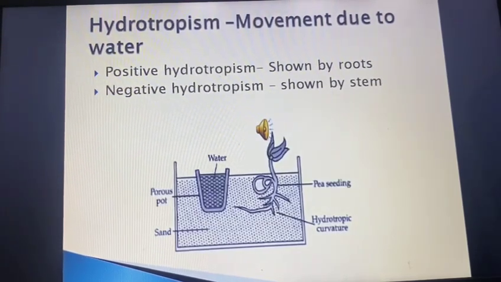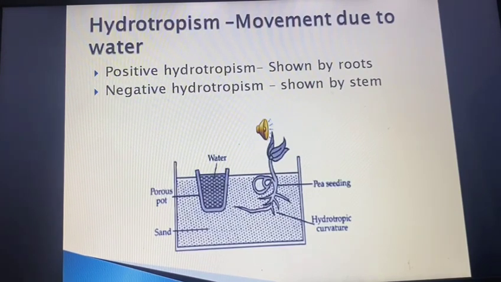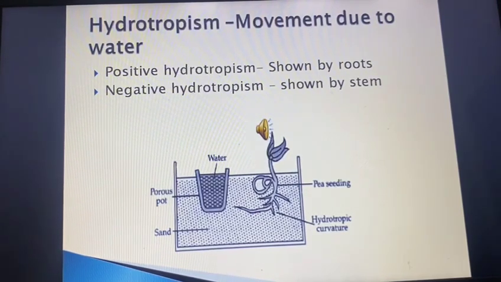Hydrotropism. Hydro means water. These movements are due to water. You can see in this diagram that root of plants move towards the water and roots show positive hydrotropism, and stem move away from the water and stem show negative hydrotropism.